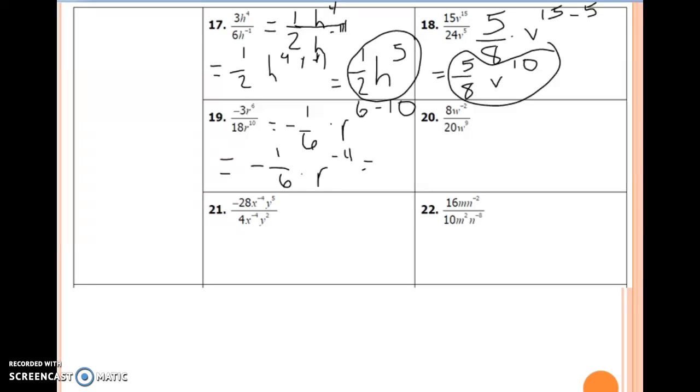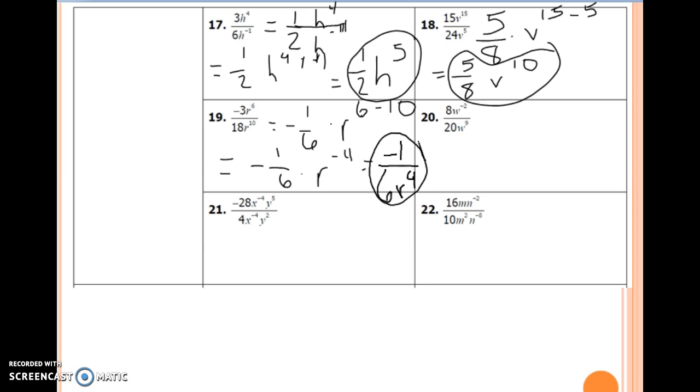Okay, so where we left off, negative 1/6 times r to the negative fourth. Can't have that negative exponent, so negative 1 stays on top. No exponent. 6 has no exponent, stays on bottom. But now r to the positive 4 moves to the bottom to get rid of that negative exponent.